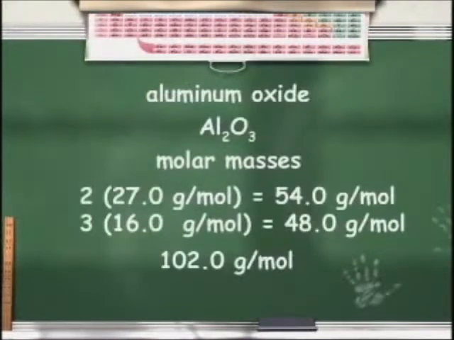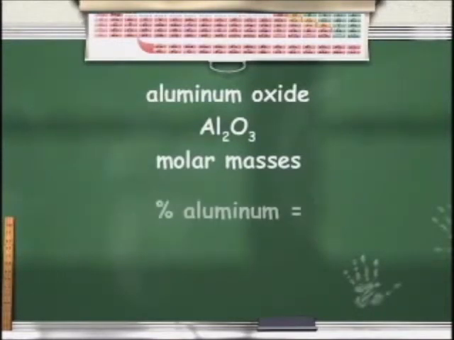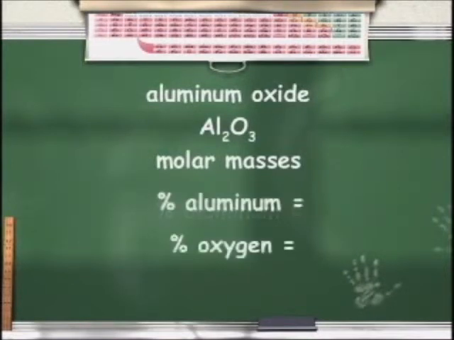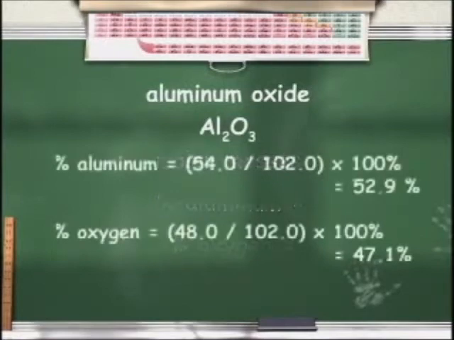Check your work. Since the problem asks you to find the percentage composition, you need to find the percentages of both aluminum and oxygen. To find the percentage of aluminum, divide the part that is aluminum by the total and multiply by 100%. To find the percentage of oxygen, divide the part that is oxygen by the total and multiply by 100%. Finally, check your work.